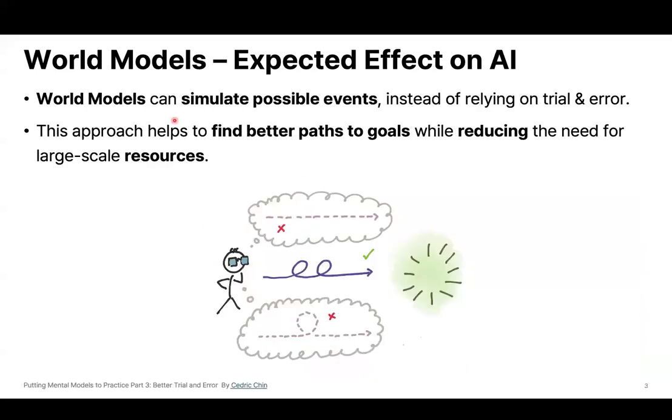If we apply this idea to AI, the agent doesn't need to learn by acting in the real world. It can use a world model to simulate possible future events. And by simulating inside, AI can try many behaviors without doing them for real, which reduces the resources. Also, world models predict how the world evolves, so world models also have a very strong generalizable ability.